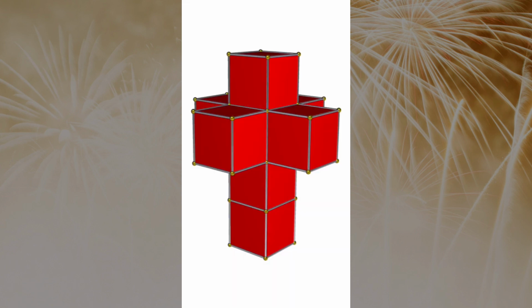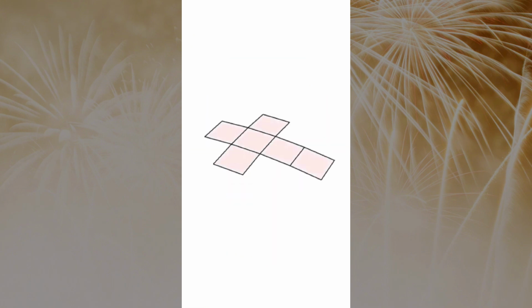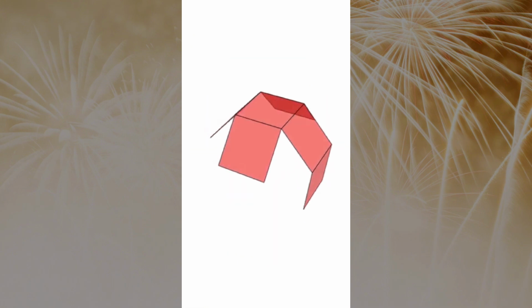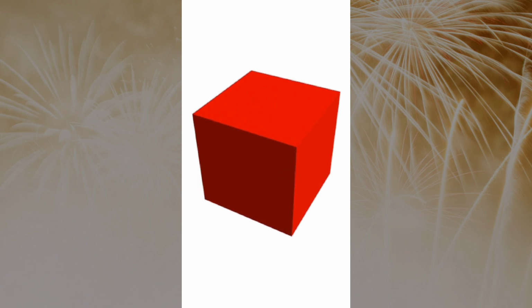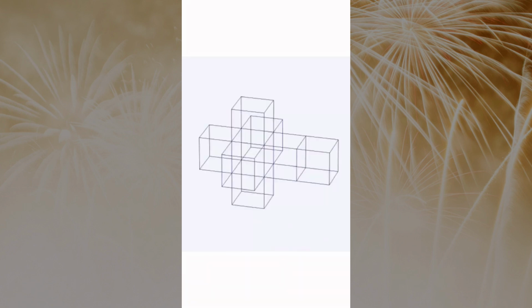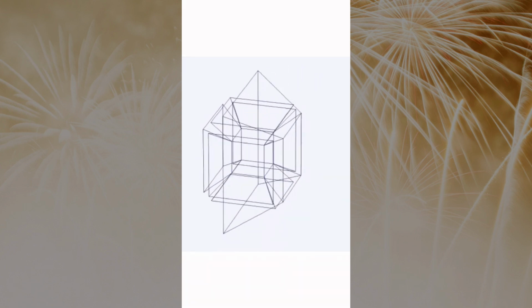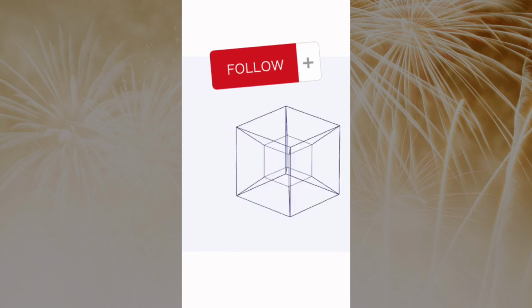The 3D net of a 4D hypercube looks like this, in much the same way that a 2D net of a cube is folded into the 3rd dimension to make our beloved cube. A 3D net of a hypercube is folded into the 4th dimension to create the shape seen.